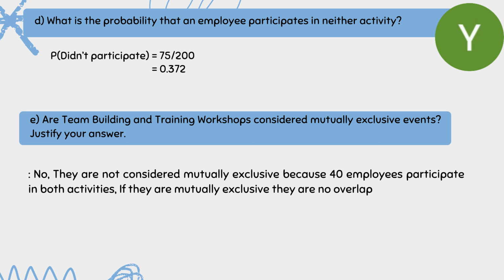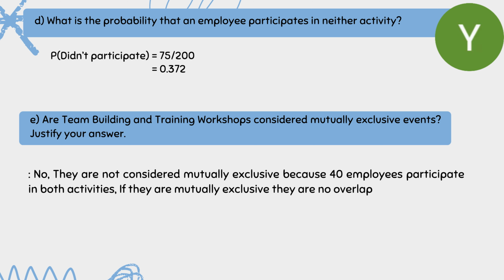Moving on to the next question, D. What is the probability that an employee participates in neither activity? The probability of not participating is equivalent to 75 divided by 200, which is equivalent to 0.375.